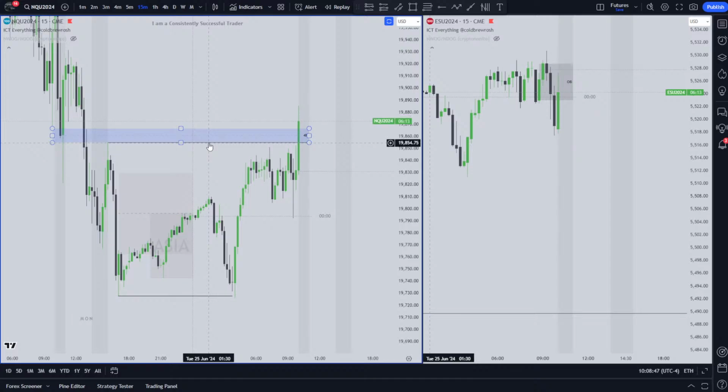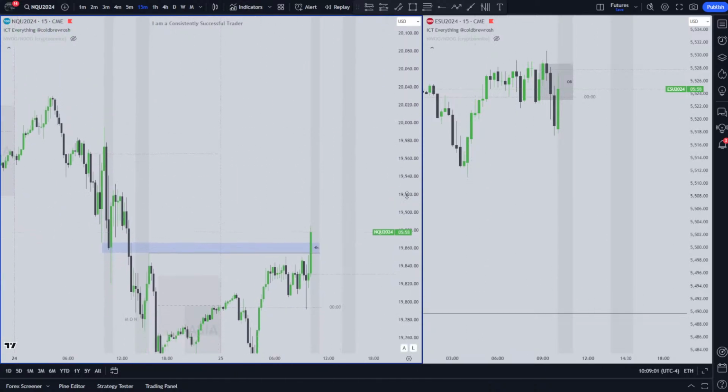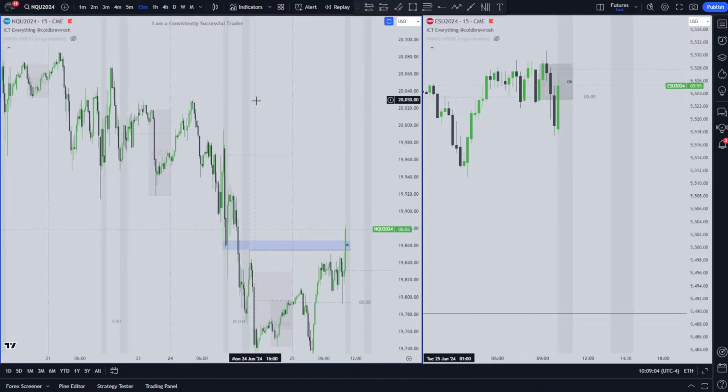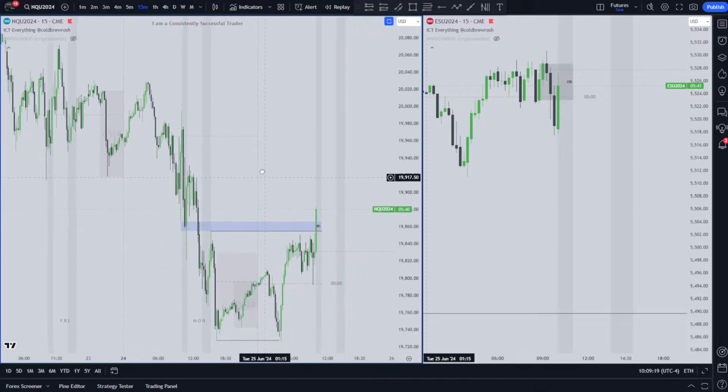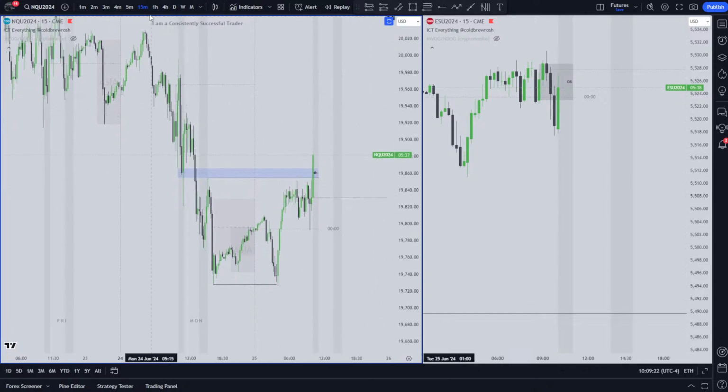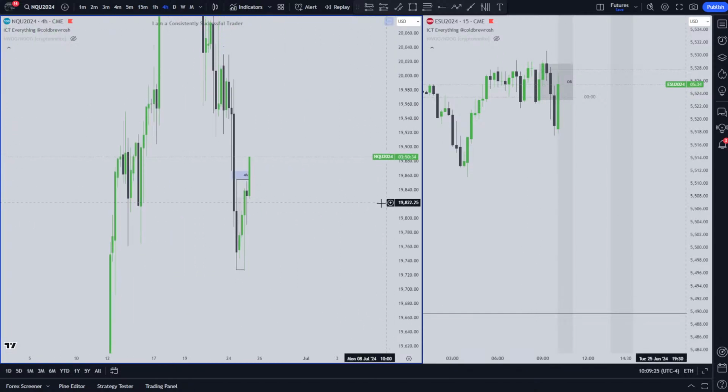And then, oh wait, 20,030. Let me check that. Oh yeah, 20,030. Yeah, that's them equal highs on that Asian range. Wait, if the 4 hour closes above, oh, so that means you'd be needing to look for that at the PM.